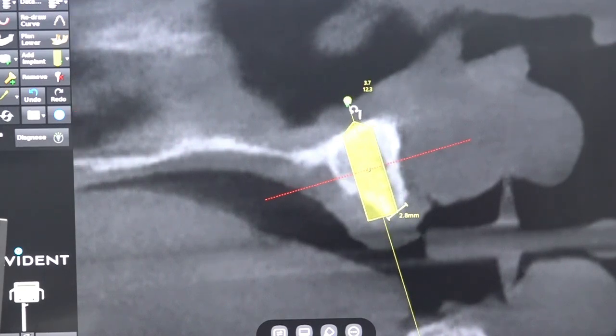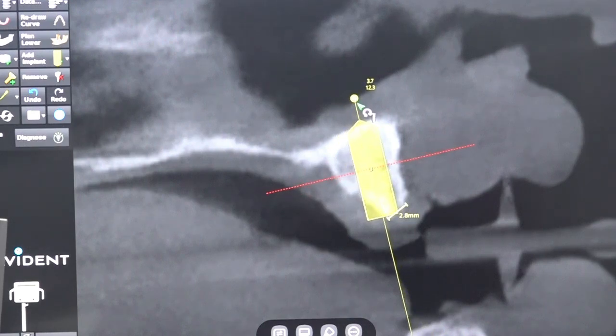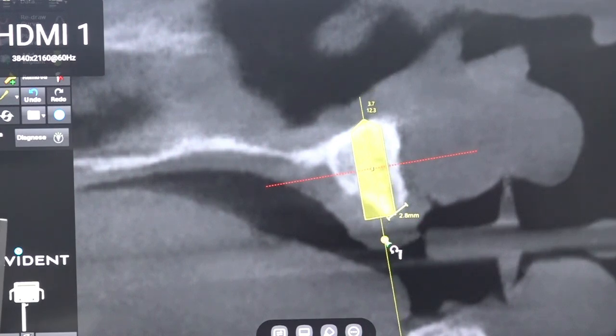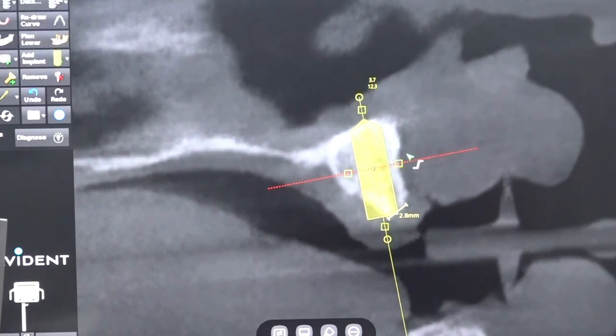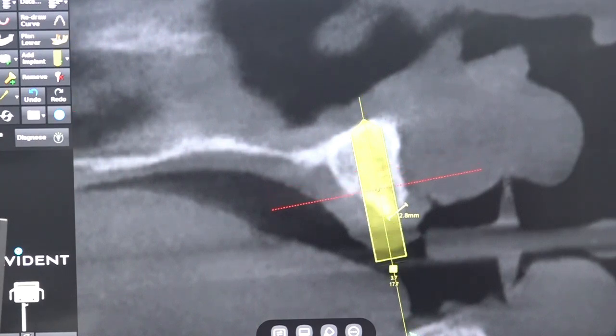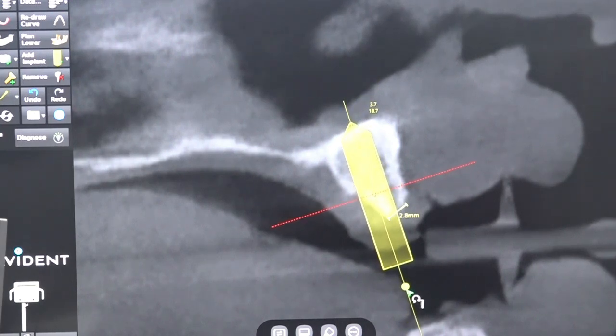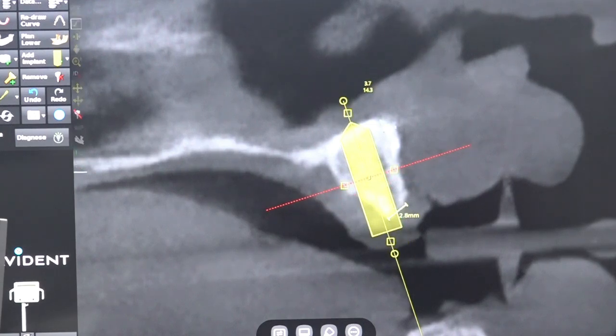So for the palatal approach you can do parallel to the labial. You start the drilling palatally, but keep the drill parallel to the labial aspect. This is one type, but the drawback is it will come more palatal. So what you can do is a slight palatal tilt. You will get the abutment in a correct position. That is the trick for the palatal approach.